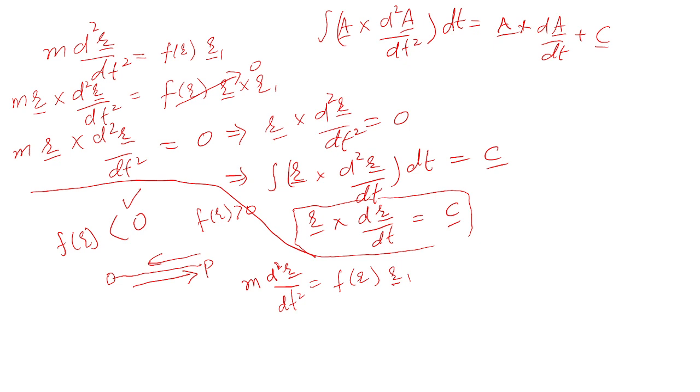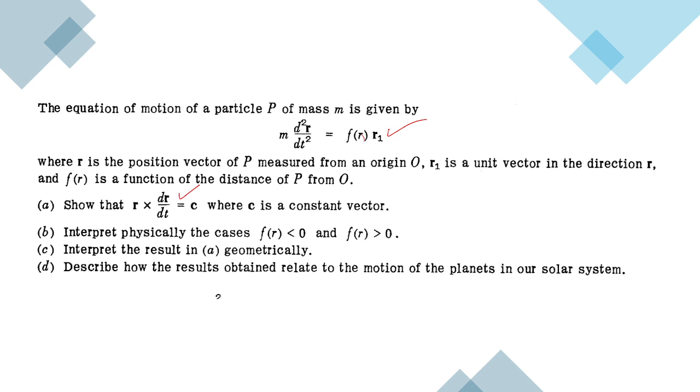Okay, so that is the second part. Interpret physically the case f of r negative and f of r positive. In this case the force is attracted toward the center, and in this case the force is repulsive. So you see we have origin and point P outside. When f of r is negative, the force is attracted toward the center, and when the force is positive, the force is away from the center. That is a repulsive force. So that is the physical interpretation of the two cases.